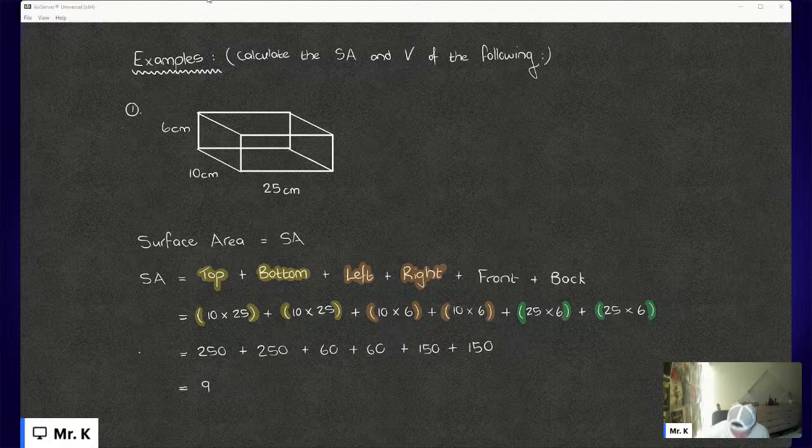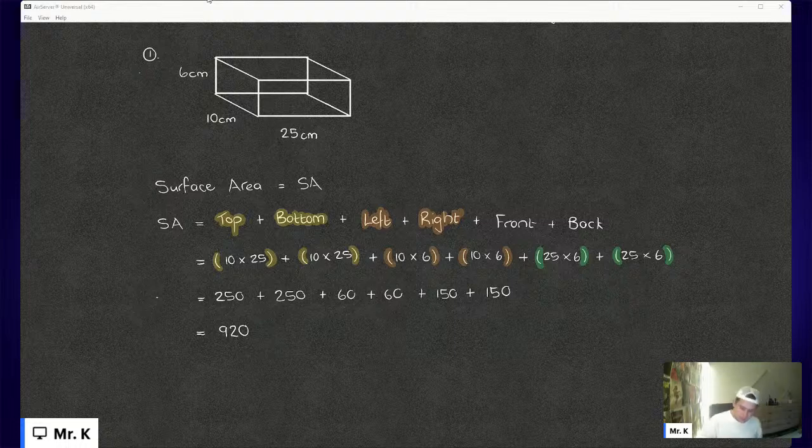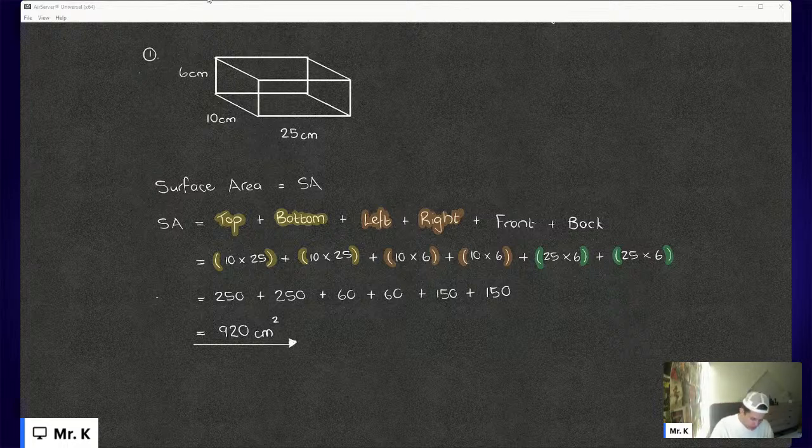920. But because we are working with surface area, we need to pay attention to what our final answer is going to be. Remember, there are centimeters in the diagram, but because we are working with area, we must use the squared version of this unit. So 920 centimeters squared is the final surface area of the shape that we've just drawn. If you guys want to quickly go ahead and double check all of those calculations, you are more than welcome to.